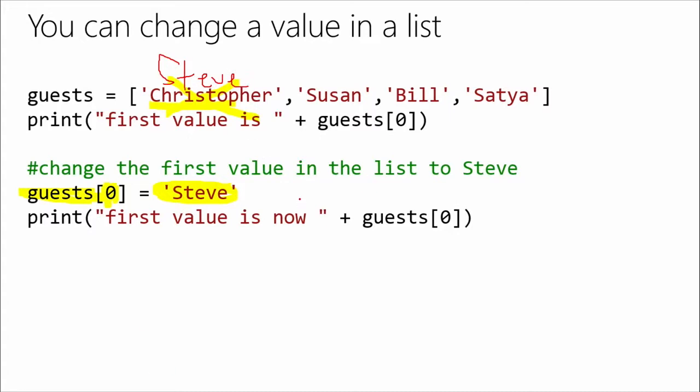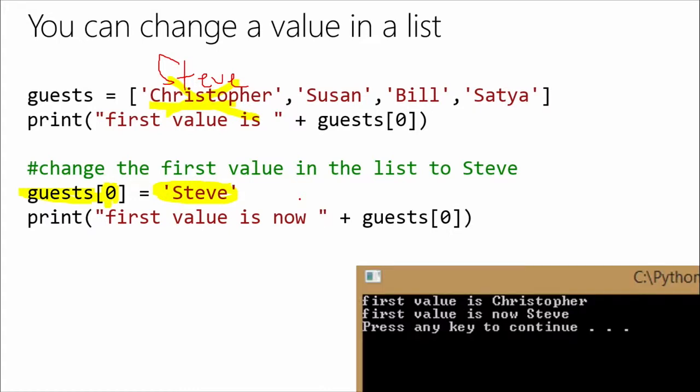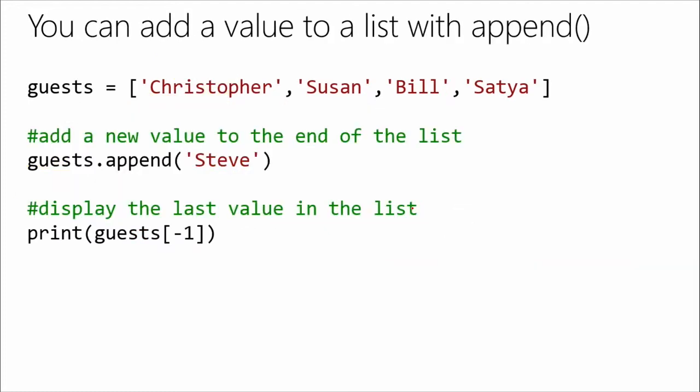All right. So this basically updates that first value from Christopher to Steve. And you can see in the output, when I print out the value of row 0, or position 0 in the list, it now shows Steve instead of Christopher. Yep. You can add values to a list as well, also very useful, using the append function.